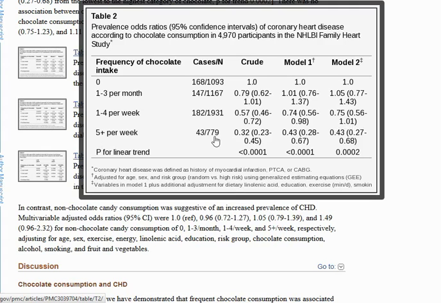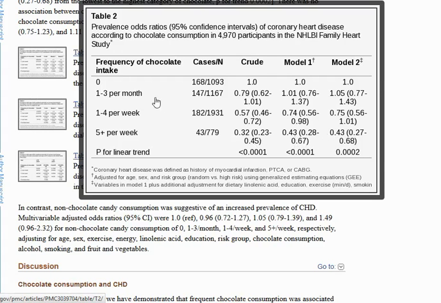But when we go to 5 per week, what do we see? We see crude is definitely protective and a very high number. So the risk reduction is 100 minus 32, which is 68% risk reduction. And the adjusted one, both of them tend to be statistically significant, and you can clearly see that the risk reduction is again 100 minus 43, which gives you 57% risk reduction for both adjusted.